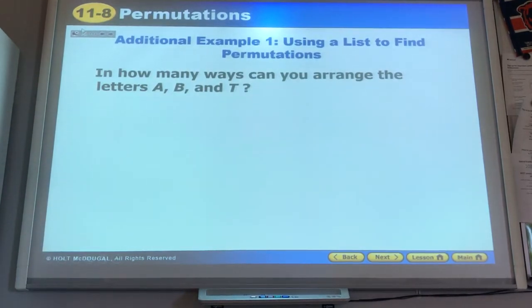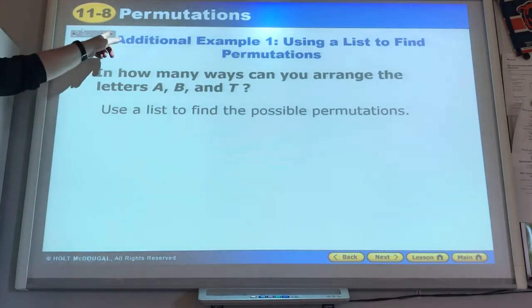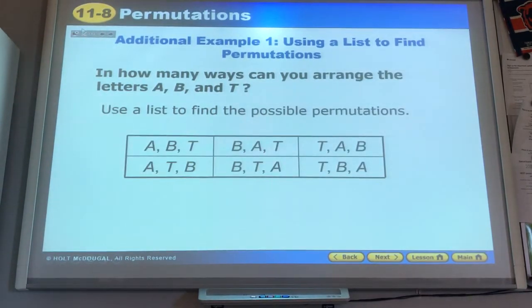In how many ways can you arrange the letters A, B, and T? Use a list to find the possible permutations. We write them all down. There are 6 of them.